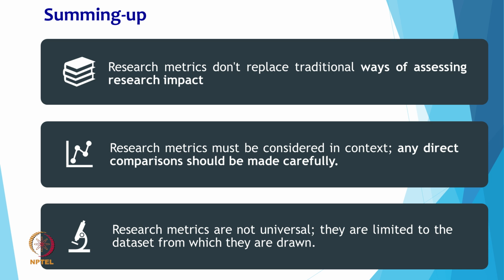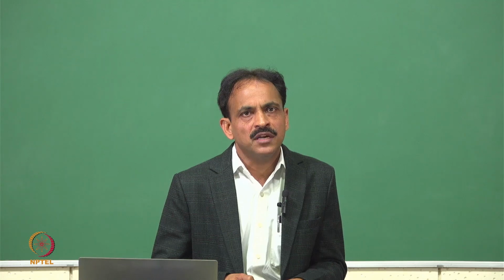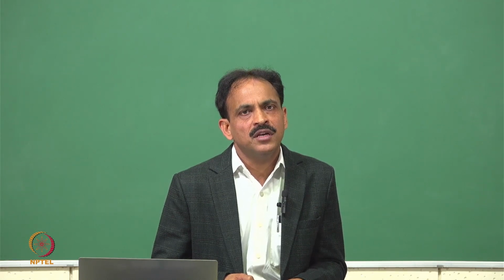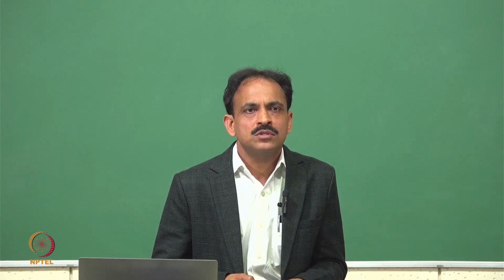Research metrics must be considered in context. Any direct comparison should be made carefully. The researcher's field of study as well as career length will greatly affect the citations and attention the work receives. Research metrics are not universal. They are limited to the data sets from the various platforms from which they are drawn. Citation counts in various citation databases will differ, and different metrics track different data. Always include the source of any impact metrics you are reporting.